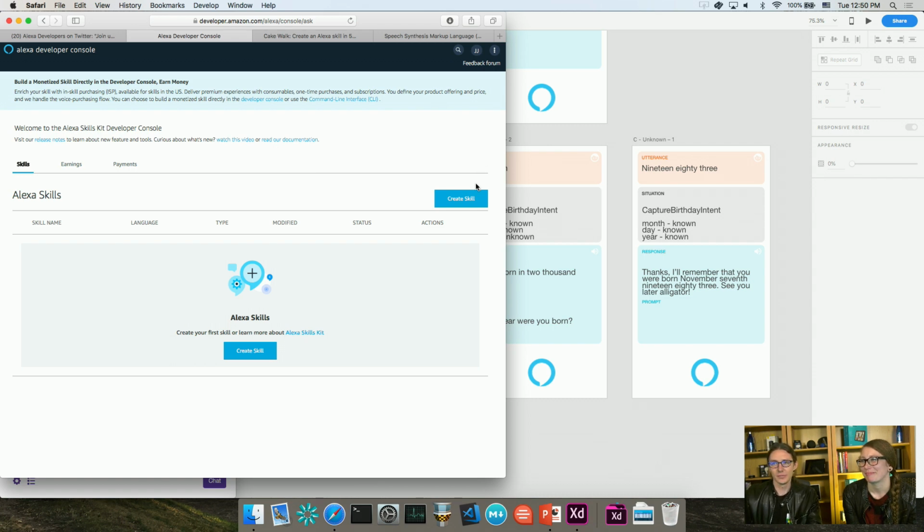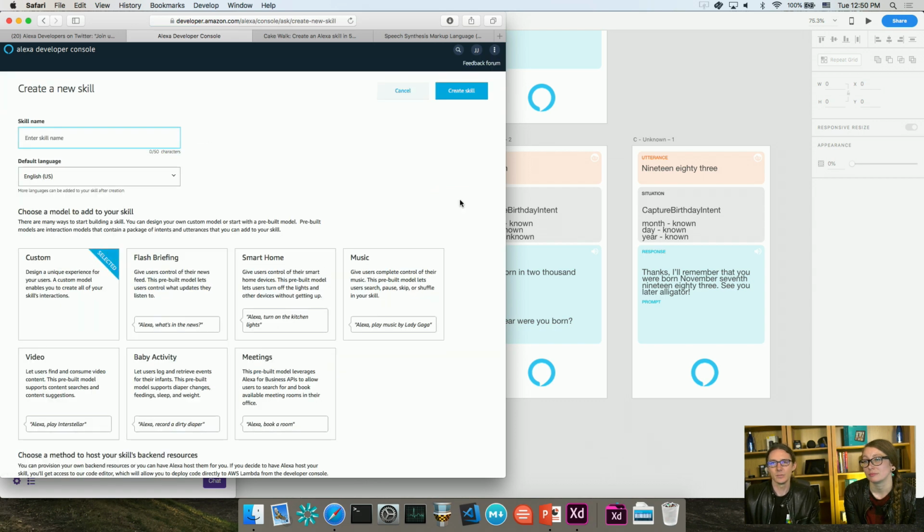Once you log in, if you've built skills, you'll have a list of skills here that you've created. But this particular account that I'm using doesn't have any skills, so I'm just going to click the Create Skill button, and this will take me to a page with a whole bunch of different knobs and things that I would need to fill out. The first thing it wants me to do is pick a name. So I'm just going to call it Cakewalk.